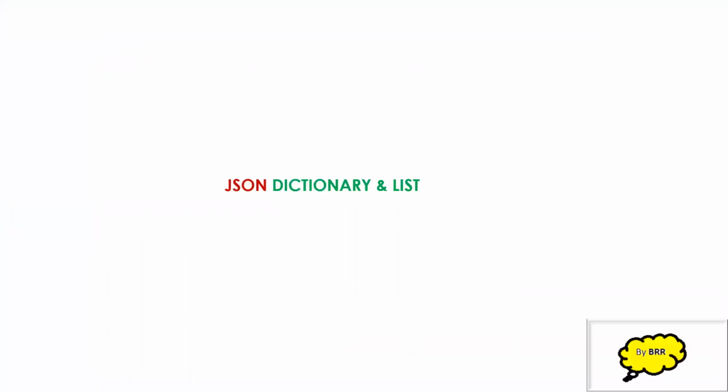So this is the difference between a JSON dictionary and a JSON list. It all depends on the purpose and the need you have, and based on that you are going to use it.